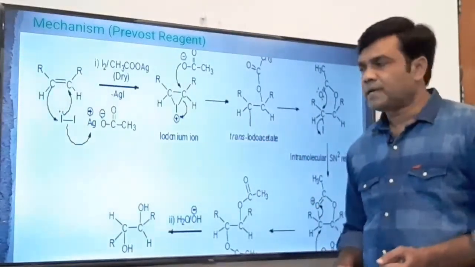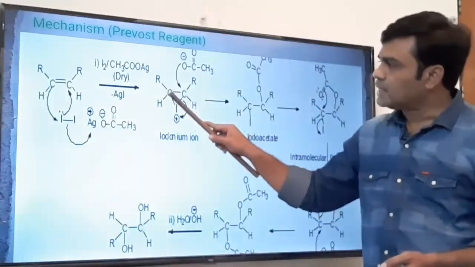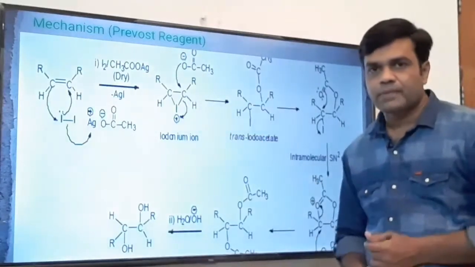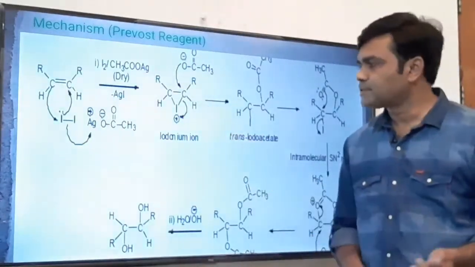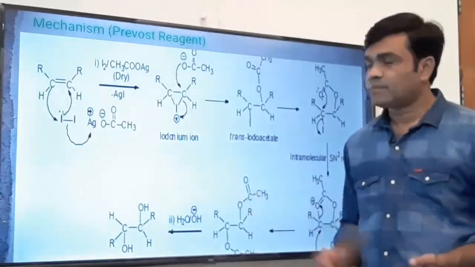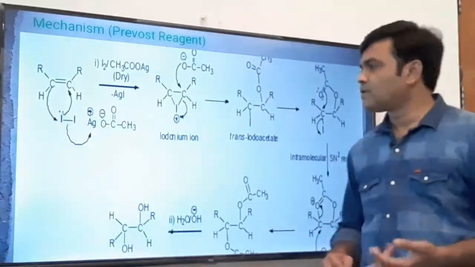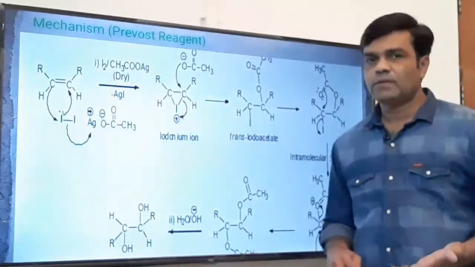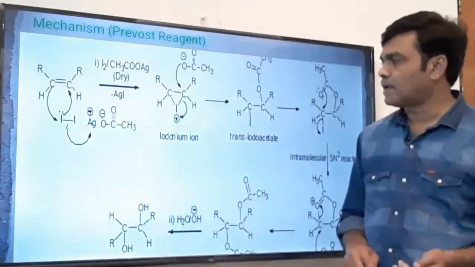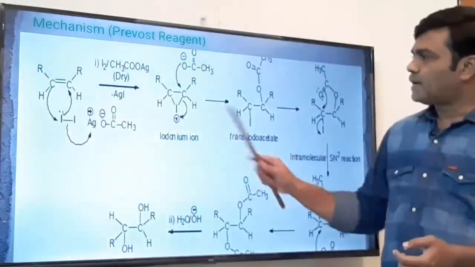What do you mean by iodinium ion? An iodinium ion is a three-membered cyclic ring where the iodine is sandwiched or trapped between two carbon atoms, having a positive charge also. Why is there a deficiency over the iodine? Because iodine forms two bonds here. Actually, the valency of iodine is 1, and it has 3 lone pairs of electrons. So one lone pair is utilized here in the formation of a bond, and that's why it has the positive charge. It is deficient. So this iodinium ion is formed.